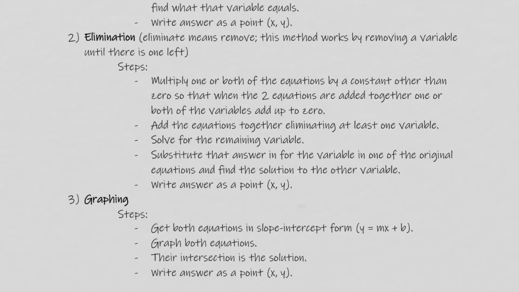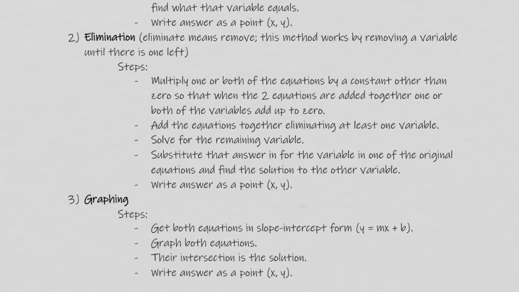Okay, this is the second video for 1.4 part 1. We're still solving a system with two variables. This time we're going to do elimination. Okay, and eliminate means remove. So this method works by removing a variable until there is only one left.